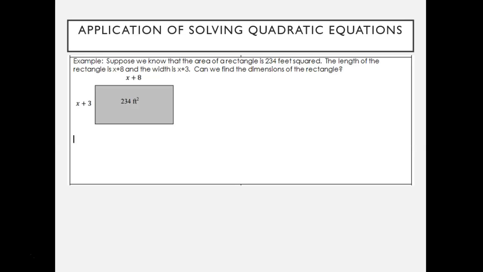All right, let's look at an application problem. Suppose we know that the area of a rectangle is 234 feet squared. What that means is the length times the width is 234. But I don't actually know the numbers for the length and the width. I know that the length is x plus 8 and the width is x plus 3. And that equals 234.